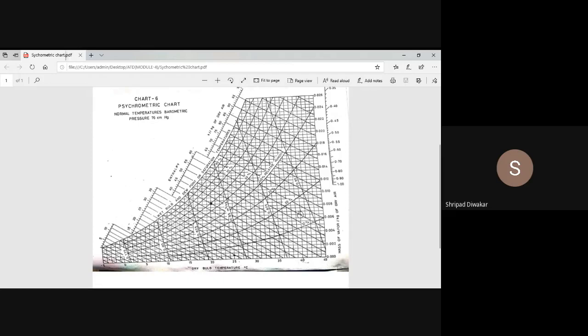Okay, no problem. That is easy. First you locate WBT only, then you take DBT. According to your convenience you can take. This is the intersection point. Suppose if it is 30 degree DBT, you have to move still further like this. If it is 25 degree, you have to move to where that point cuts that particular temperature line. It is 25 degree DBT.